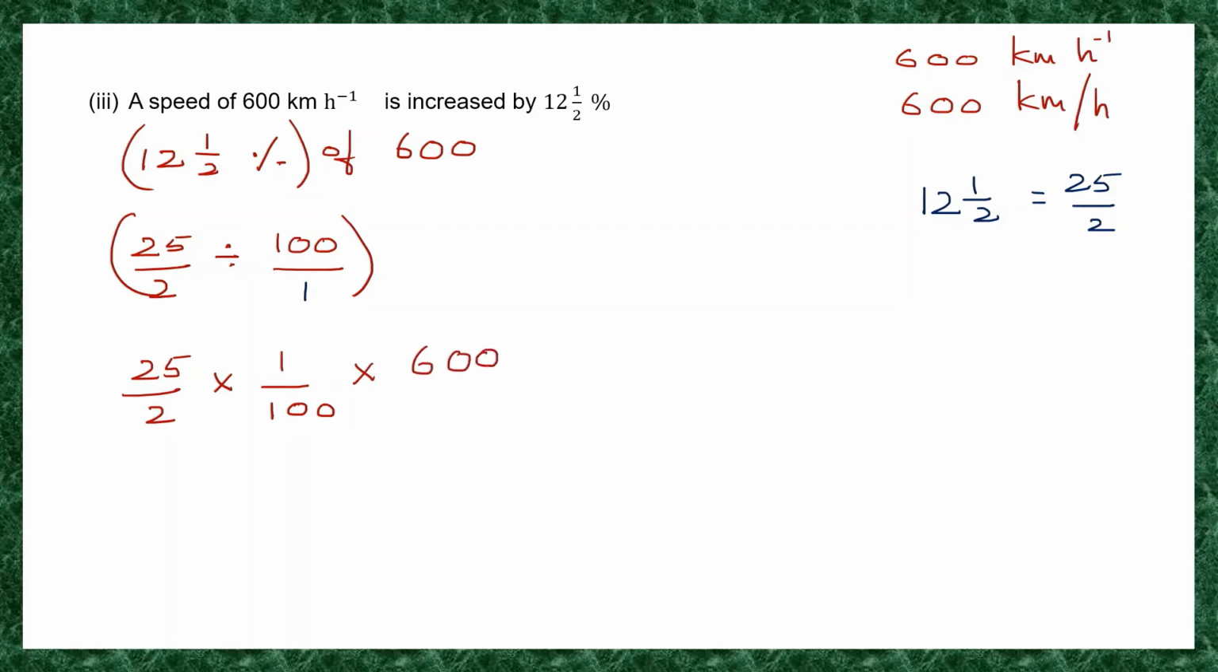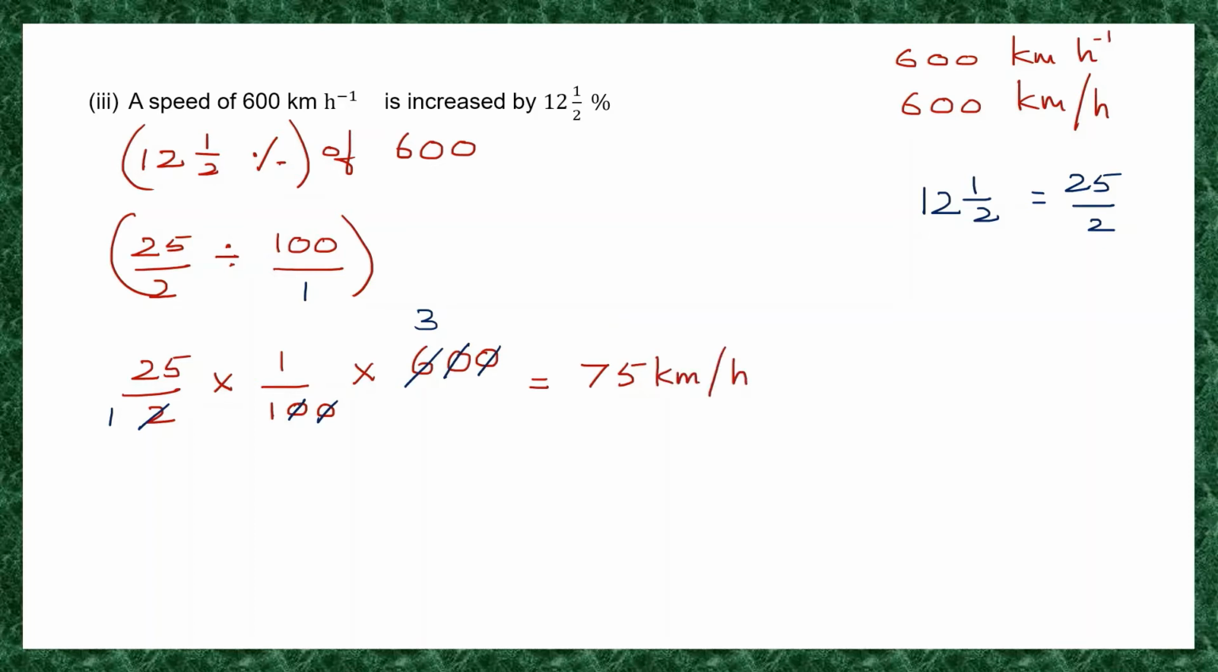So let's cancel whatever we can. We'll cancel the 2 zeros here and the 2 zeros here. I can cancel 2 and 6. 2 1s are 2, 2 3s are 6. Now let's see what is left. 25 into 1 is 25. 25 into 3 is 75. So that is 75 kilometers per hour.